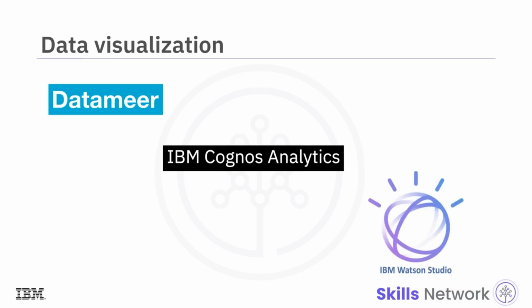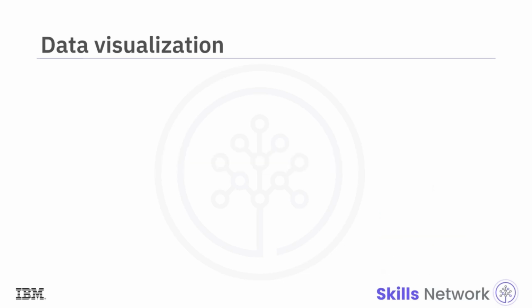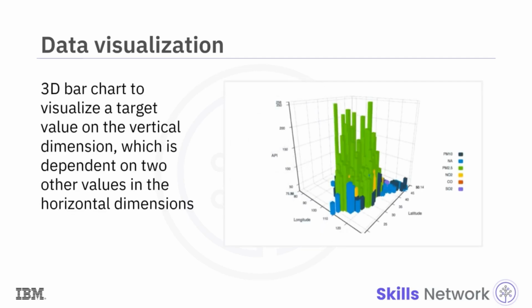IBM Data Refinery also offers data exploration and visualization functionality in Watson Studio. Again, those are examples of a rapidly changing and growing commercial ecosystem among many established and emerging vendors. In Watson Studio, various visualizations depict data for better understanding. An example is this 3D bar chart that visualizes a target value on the vertical dimension that is dependent on two other values in the horizontal dimensions. And you can use colors to visualize the third dimension.